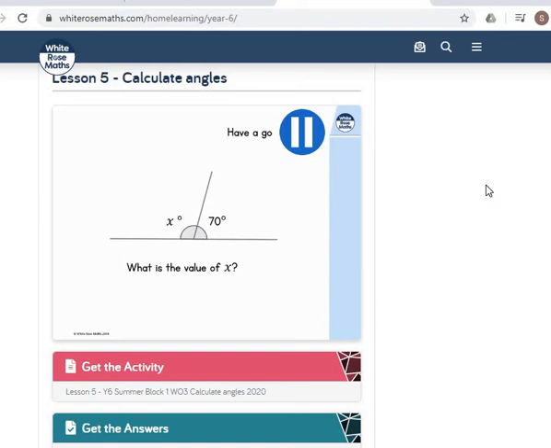Okay, how did you get along? You may be able to do this one in your head, but we know that x plus 70 is equal to 180. So therefore, I know that x must equal 110, because 110 plus 70 is equal to 180.